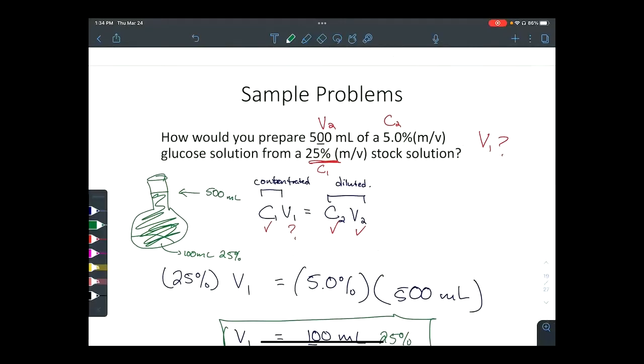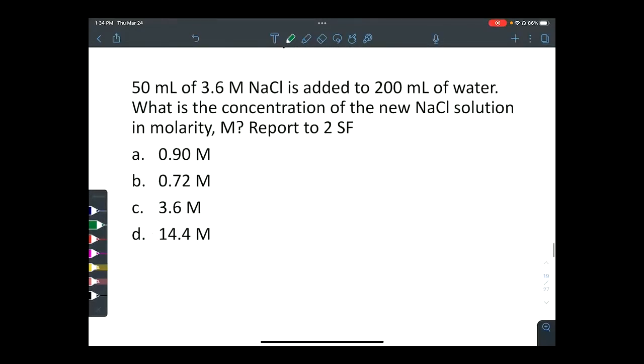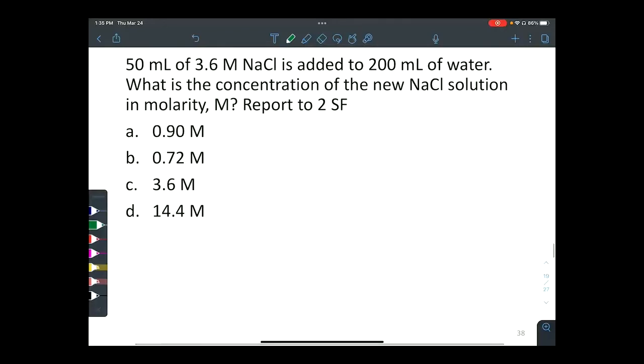Okay, let's do another one. Oh, this is a good one. Okay, so 50 milliliters of a 3.6 molarity NaCl concentration is added to 100 milliliters of water. What is the concentration of the sodium chloride solution in molarity? Report to 2 sig figs. So I'll give you a couple minutes to do this one on your own, and then we'll come back and get the answer.